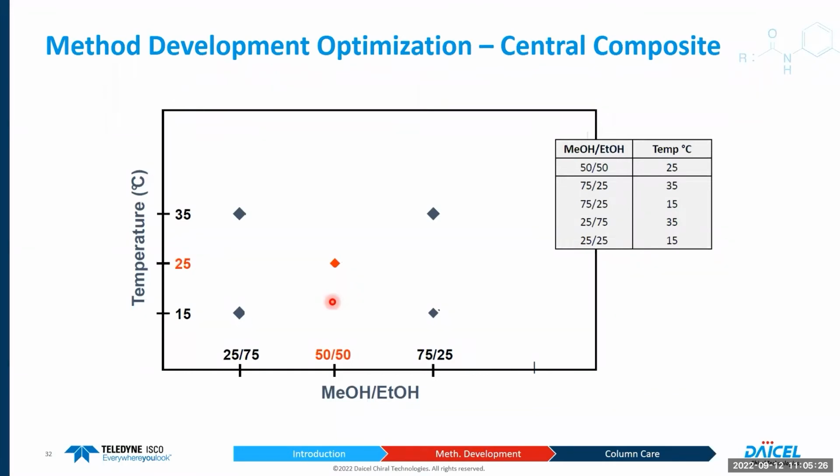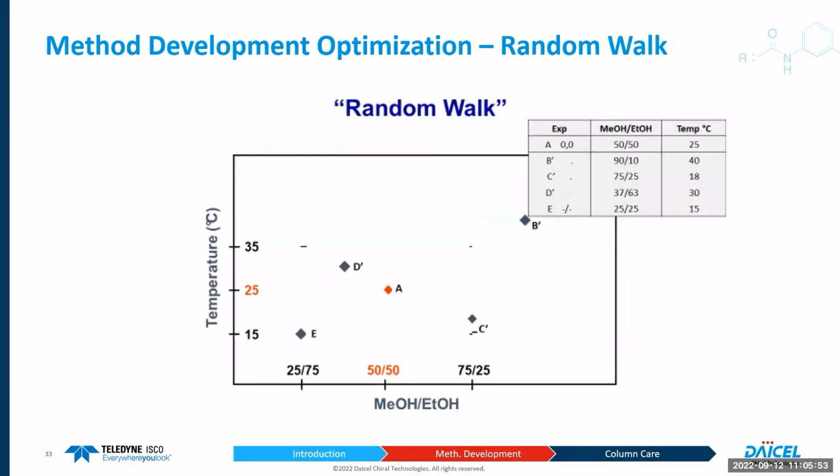So for instance, here you'd go to 15, 75, 25 and track these corner points. And then even in an expanded version, what you'd have is another 4 diamond points where the initial screening was at 25 degrees. You'd keep it at 50-50, but just increase the temperature or just decrease the temperature. Or you'd keep it at 25 degrees and you'd go to 25-75, or you'd go to 75-25. Helps you better track what changes are having an effect on the chromatography, as opposed to the random walk approach, where you're just sort of randomly picking parameters out of the air and changing multiple things at the same time.